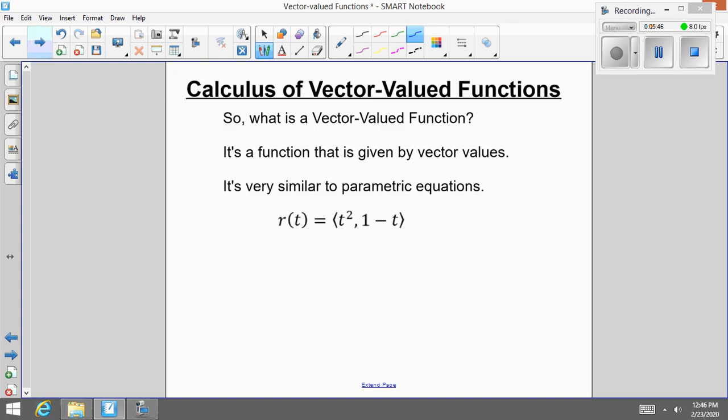All right, so what is a vector value function? Well, it's just a function that is given by vector values. It's very similar to parametric equations. Here's an example.